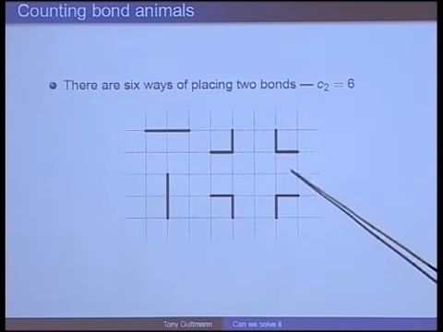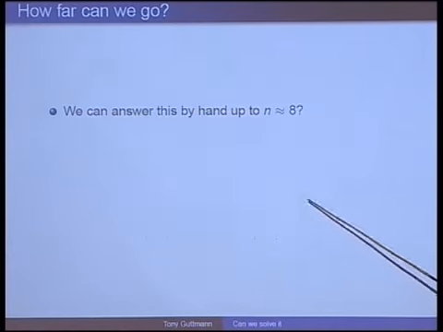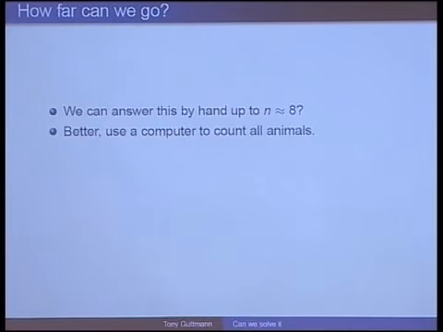C2 is already 6, there they are. And we can answer this by hand if you're enthusiastic, up to about 8. Better use a computer to count them all.